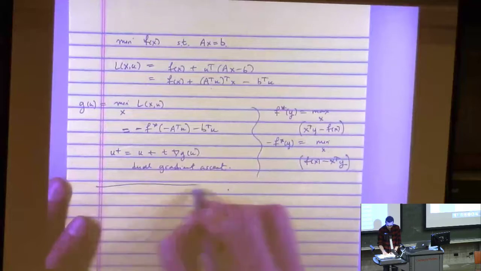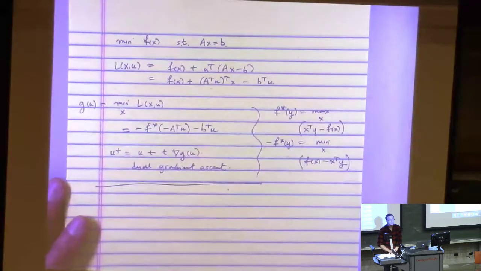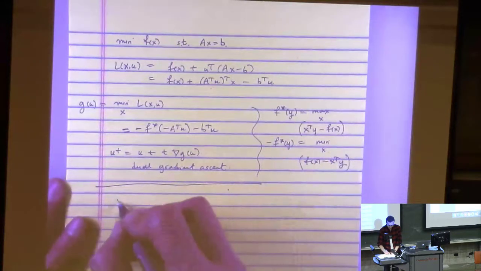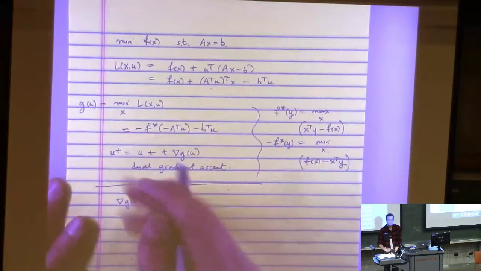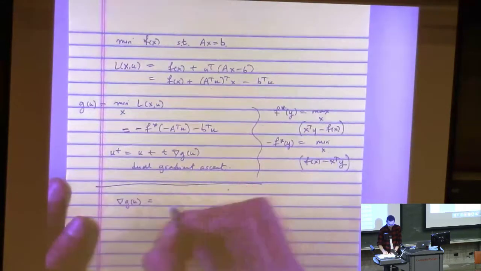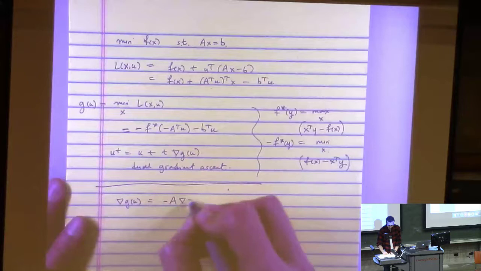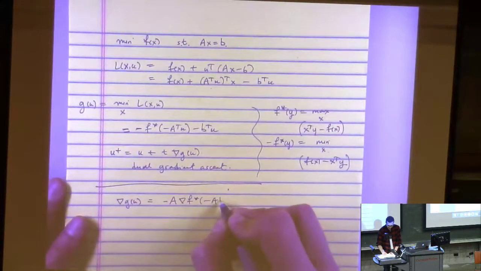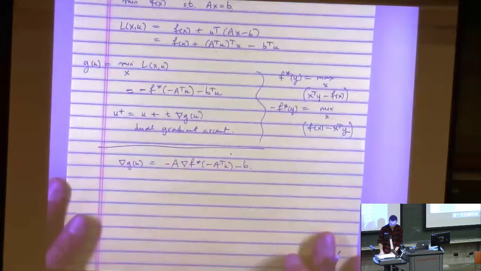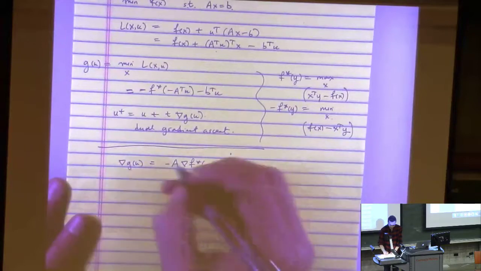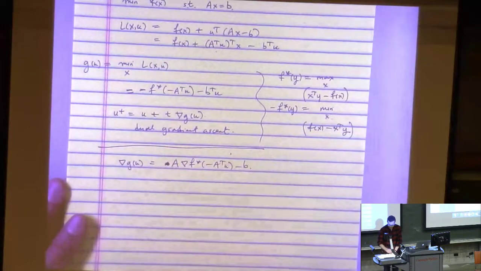Okay, what is the gradient of this criterion? You guys know the chain rule. Come on, I'm pretty sure you guys know the chain rule. Everyone's just really shy. Is it A? Yes. And then this is grad of f star at minus A transpose u, minus b. Yes. See, I don't know how to compute derivatives either.